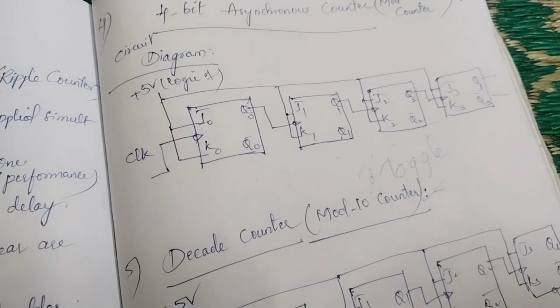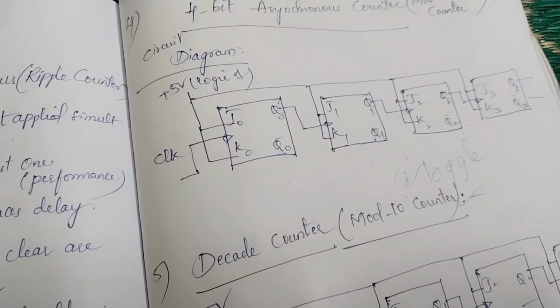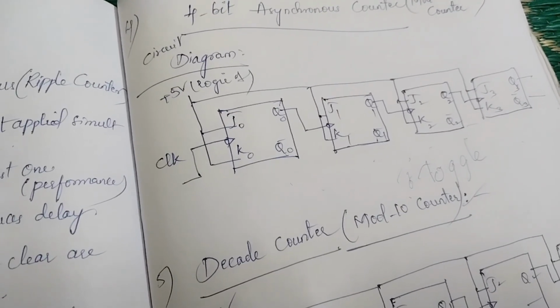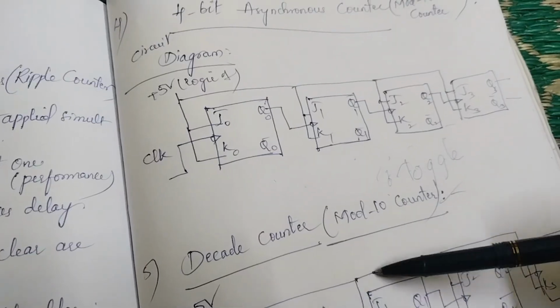If you did not go through it, please go through my previous video so that you can understand what toggle is. But once again, let me clear that toggling means when J is equal to 1, K is equal to 1 and the clock is high, then we call it a toggle condition.